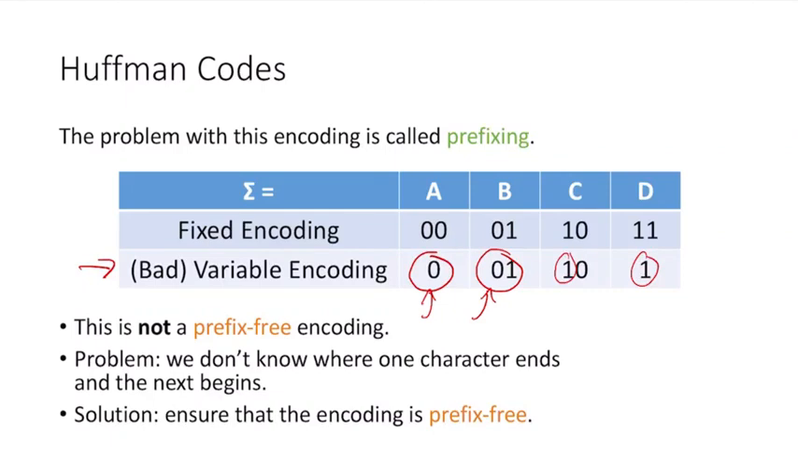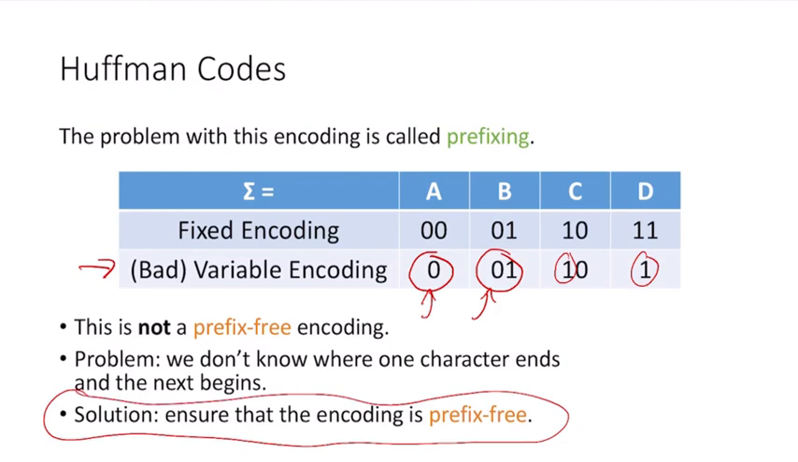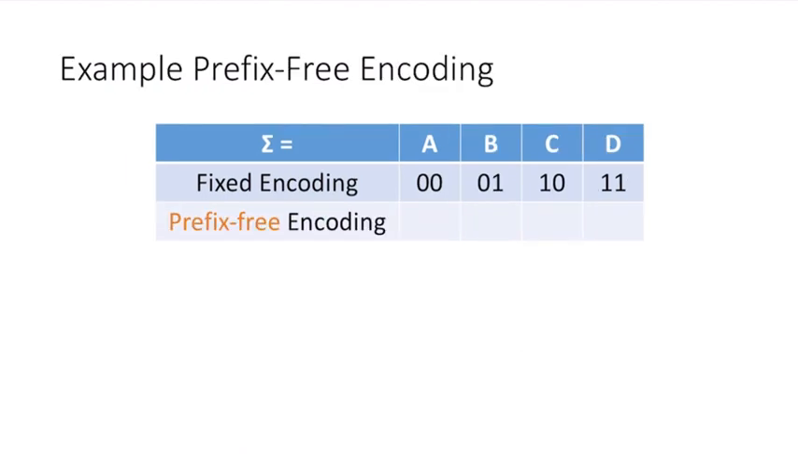Okay, so to prevent that same problem, what we need to do is ensure that we end up with a prefix-free encoding. So let's look at one such prefix-free encoding. That means that no character or symbol is in the prefix of another symbol. So for example, I could have A be 0, B be 10, C be 110, and D be 111. So if I look at the 0, you don't see that at the beginning of any other character.